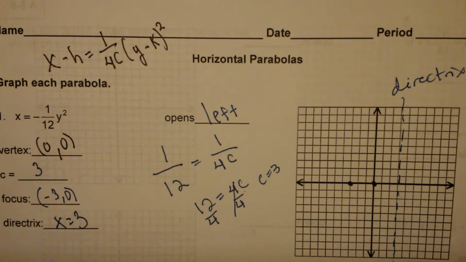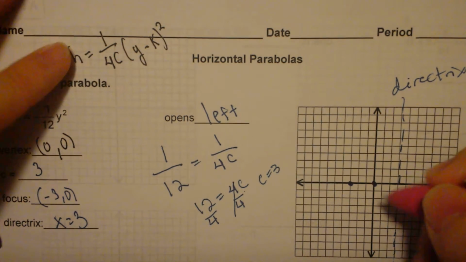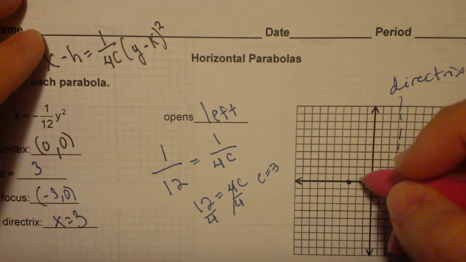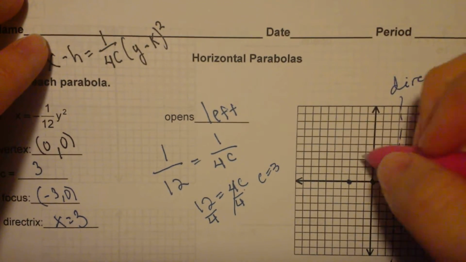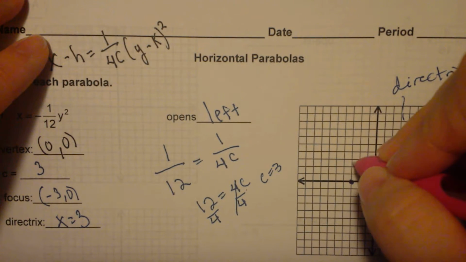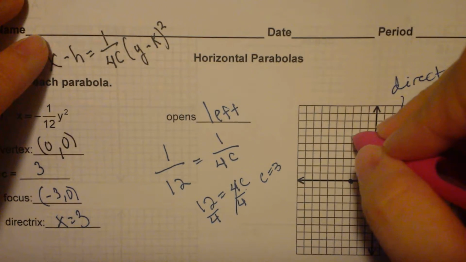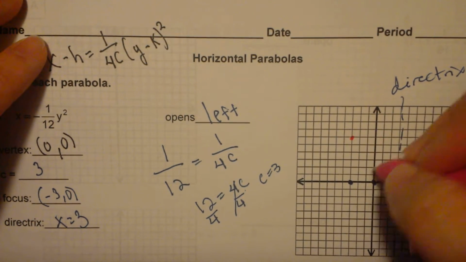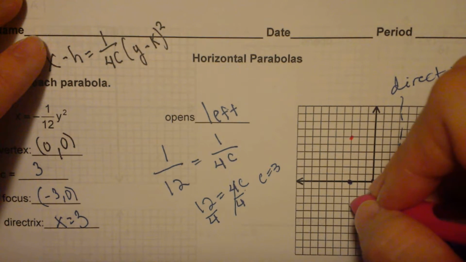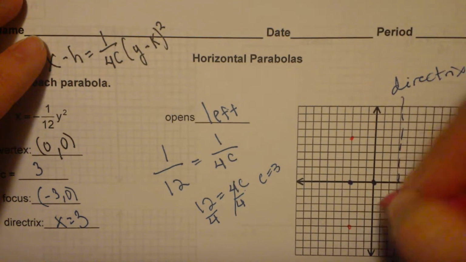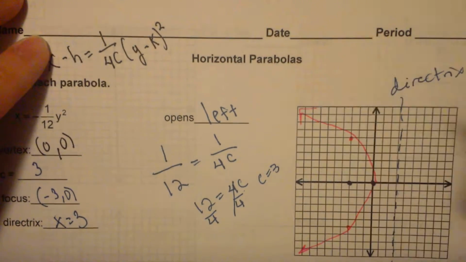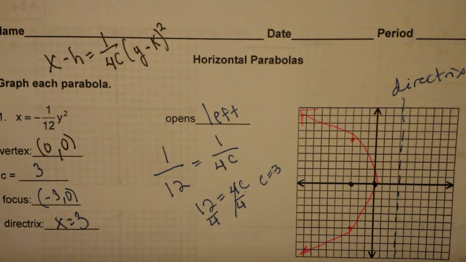And again, from my focus, since I went c over, I can go up c and find a point on my parabola. Those would be -3, +6, and -3, -6. So my parabola looks something like this.